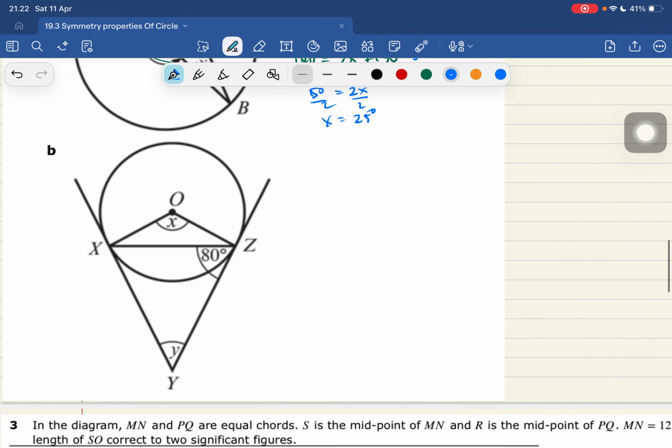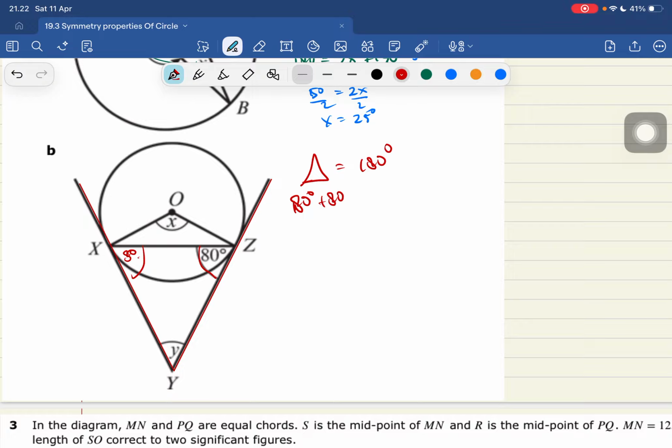Okay, here also isosceles. Look at here. They are attached to the tangent to the circle. Here also a tangent to the circle. So if this is 80, here is also going to be 80. So the triangle is going to be 180 degrees. So 80 plus 80 plus y.